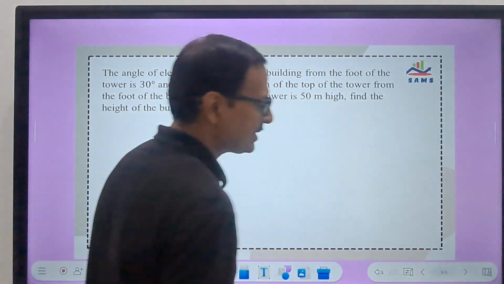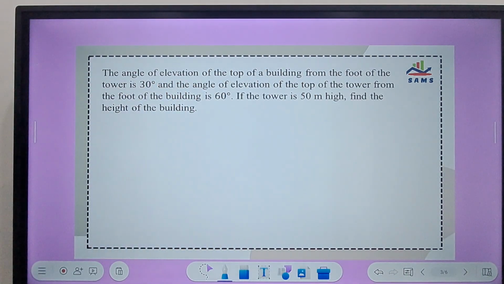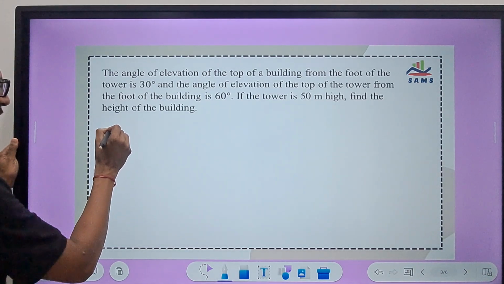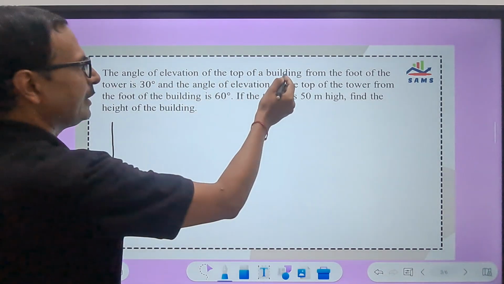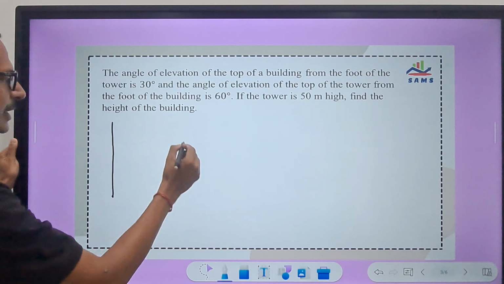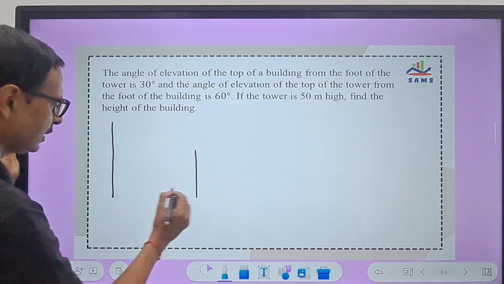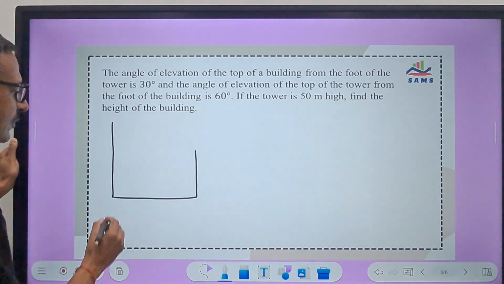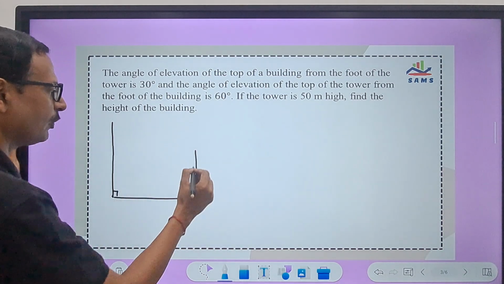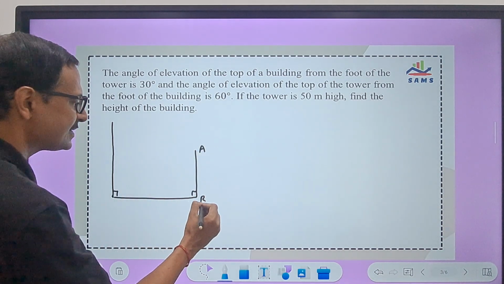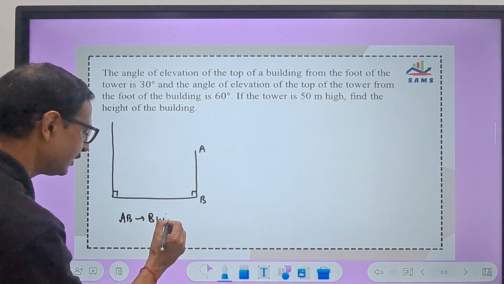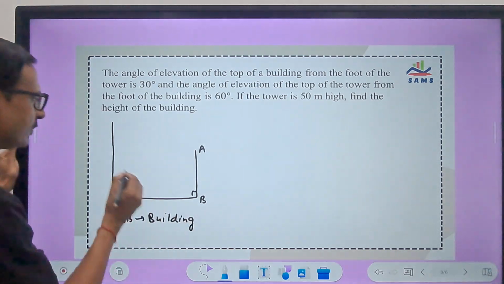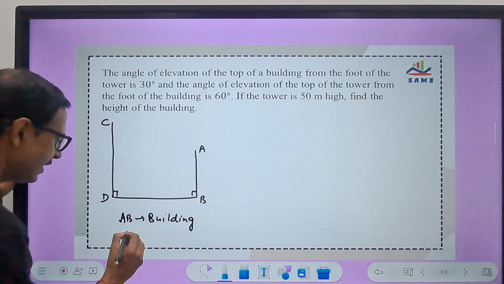Likewise, let's have another question where we have two objects. One is the tower. So there is a tower, and the angle of elevation of the top of a building from the foot of the tower is 30 degrees. So we have a building also here, and this is the horizontal distance between the two. So we should know what we have labeled. Now this AB is the building. So I'll write here AB is the building, and let's assume this as CD. So CD is the tower.